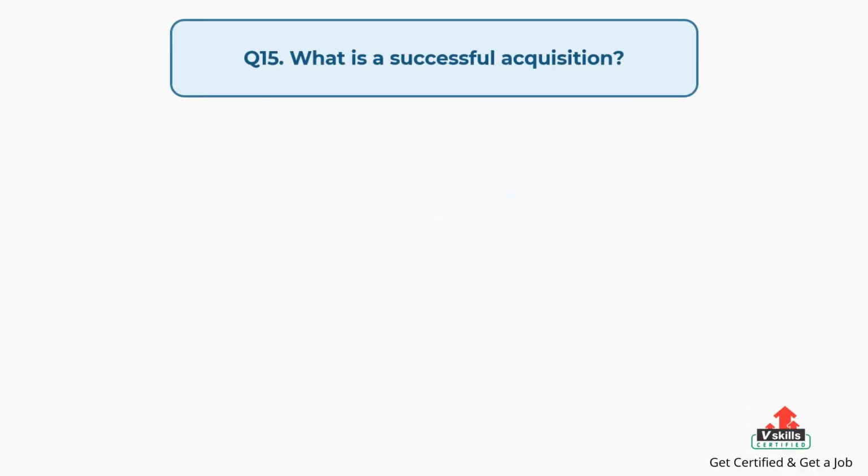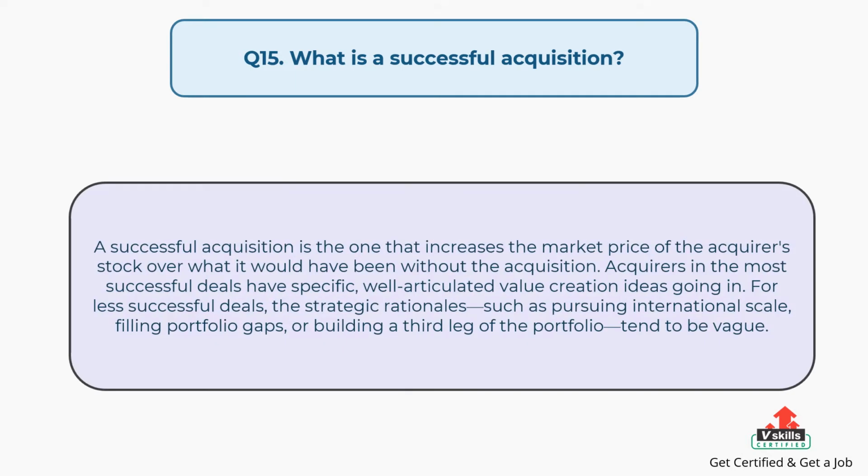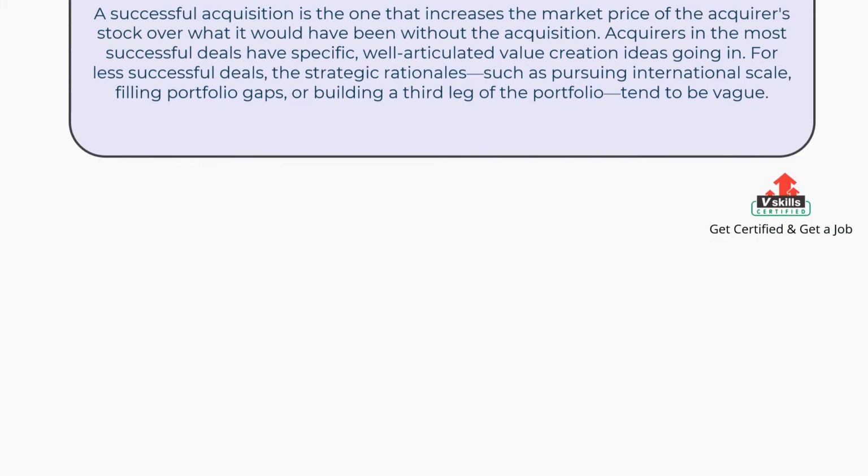Question number 15. What is a successful acquisition? The answer is, a successful acquisition is the one that increases the market price of the acquirer's stock over what it would have been without the acquisition. Acquirers in the most successful deals have specific, well-articulated value creation ideas going in. For less successful deals, the strategic rationales, such as pursuing international scale, filling portfolio gaps, or building a third leg of the portfolio, tend to be vague.